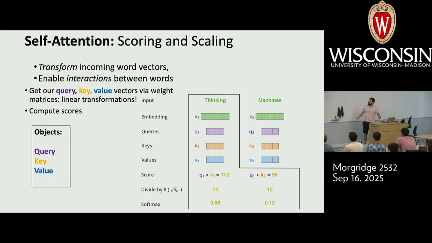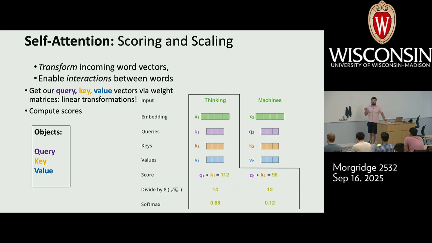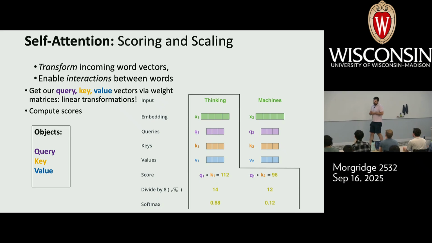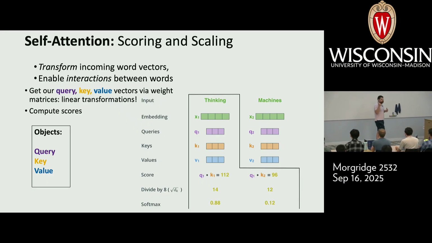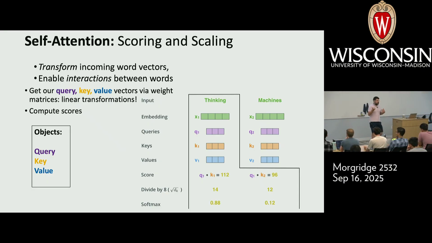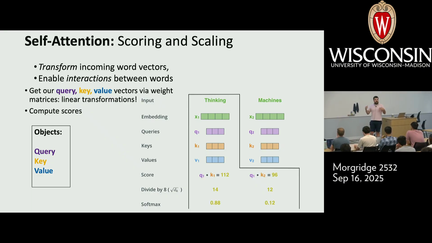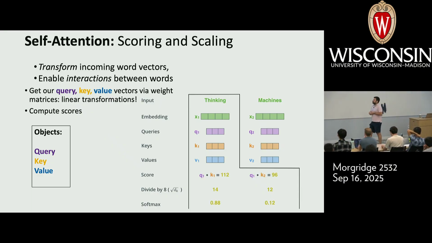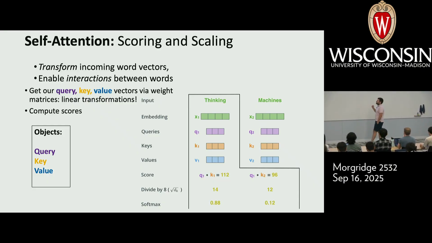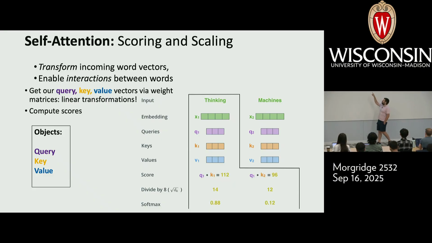So far, we've done nothing except compute these values, 0.88 and 0.12. And what is their interpretation? It's something like this. We are currently looking at the word thinking, and we want to know how much influence we should get from other words. And we're going to encode this influence into, as we'll see, a linear combination of the value vectors for all the words. But the weights in that linear combination are determined by these softmax scores. So over here, when we're looking at the word thinking, we're going to take 0.88 and multiply by the vector for thinking. But we'll also add in 0.12 times the value vector for the second word, machines.